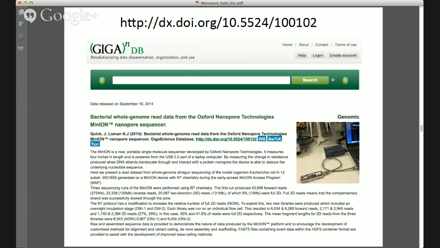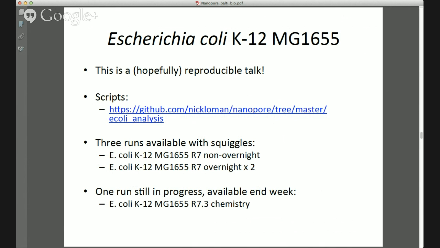So there are actually 3 runs available, with the raw, not the raw data, but the intermediate raw data, the FAST5 files, which have those squiggles in. And so we have one from E. coli, one R7 run, which was done with a protocol which doesn't have an overnight incubation, and I'll explain that. 2 runs from E. coli where we do have an overnight incubation, and the plan is to add 1 more run to this data set very soon.